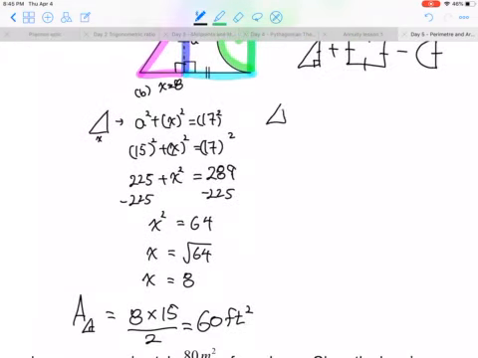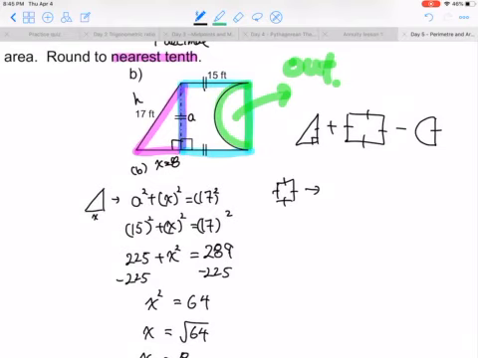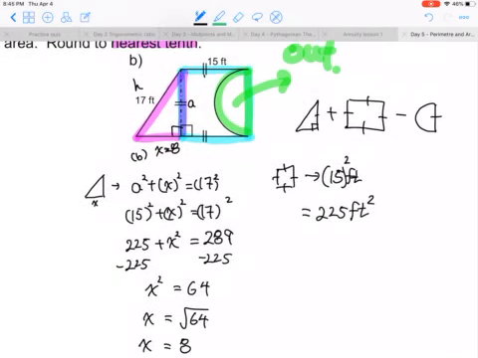Next one is the area of the square. Well, square is easy. It is 15 feet times 15 feet, or 15 feet squared, and that becomes 225 feet squared. So that was easy. So that's check, and then the last one is going to be the half circle.